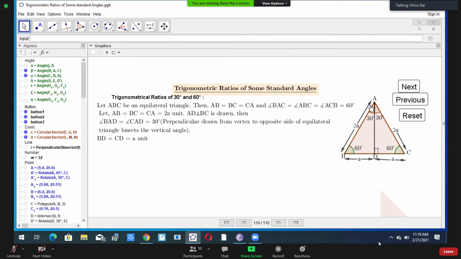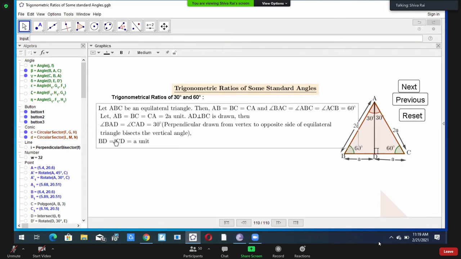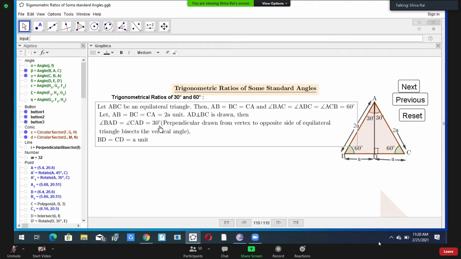And not only that, this vertical angle A also divides. Angle BAC is divided into two parts by this AD, this perpendicular. So I have explained here. Then angle BAD equal to angle CAD equal to 30 degree. So why this? You look here, perpendicular drawn from vertex to opposite side of equilateral triangle bisects the vertical angle. This is the property. This is very important.